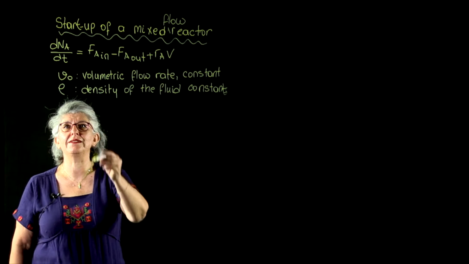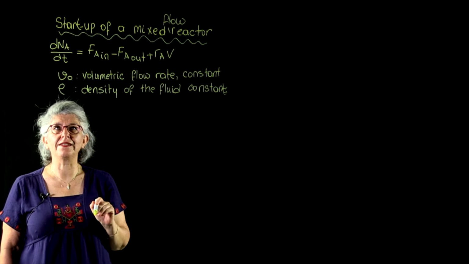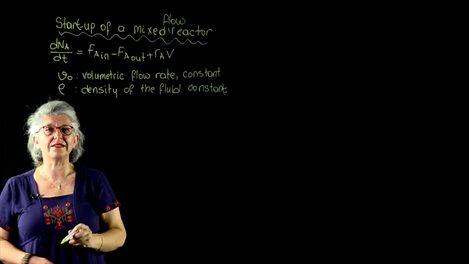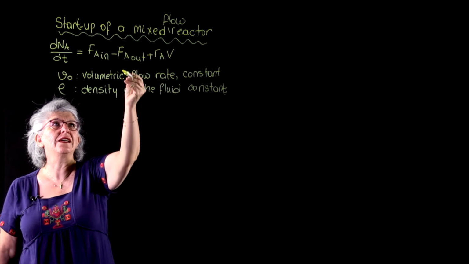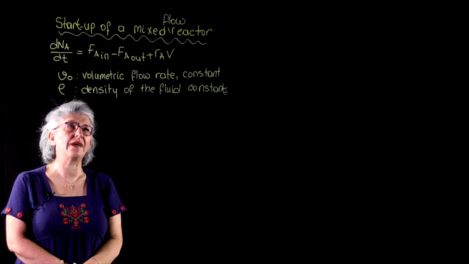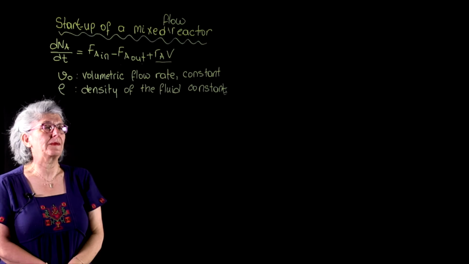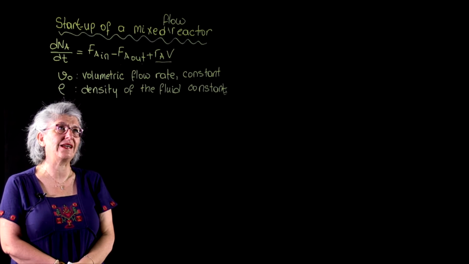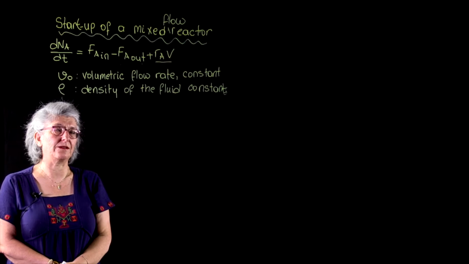It is the time rate of change of total number of moles of species A within the system boundaries. That is equal to the net rate that component A enters through the system boundaries minus the net rate with which the component A leaves through the system boundaries. And this term represents the consumption of component A within the system boundaries at a rate indicated by RA. V is the volume of our reactor.